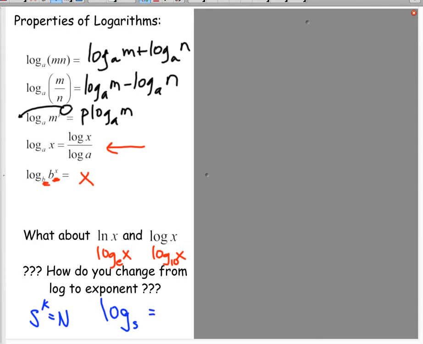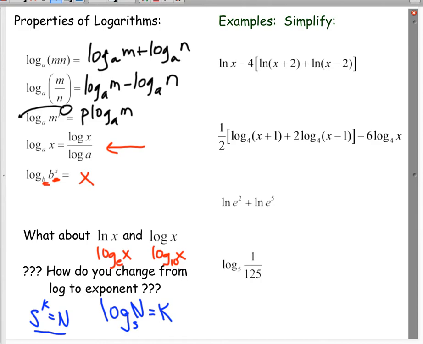Logs help us solve for exponents. So the exponent over here is what the log equals, and then the other number goes here. These two really mean the same thing. It's like speaking a different language. Exponent language, it's S to the K equals N. Log language, it's log base S of N equals K. Those two mean the same thing.